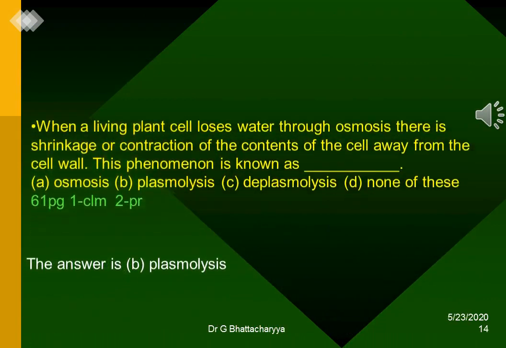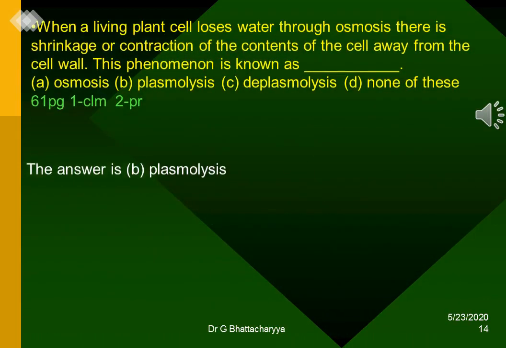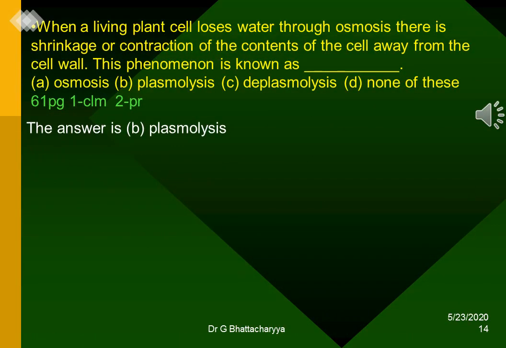When a living plant cell loses water through osmosis, there is shrinkage or contraction of the contents of the cell away from the cell wall. This phenomenon is known as dash. A. Osmosis, B. Plasmolysis, C. Deplasmolysis, and D. None of these. The answer is plasmolysis.